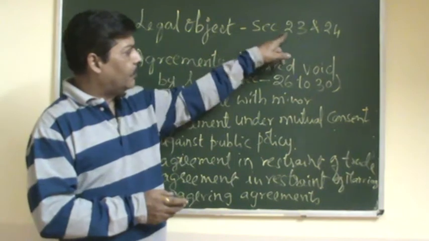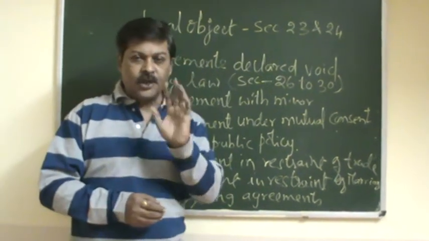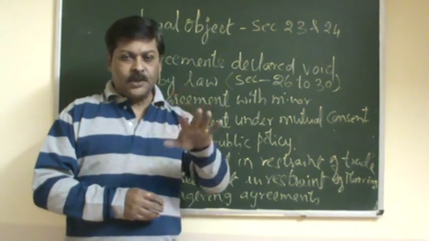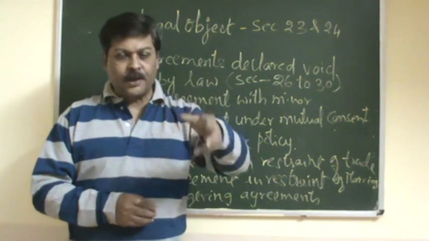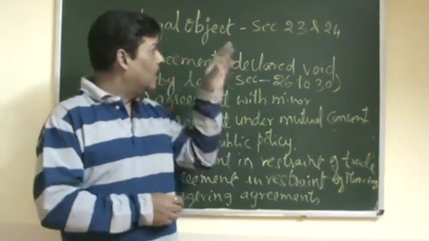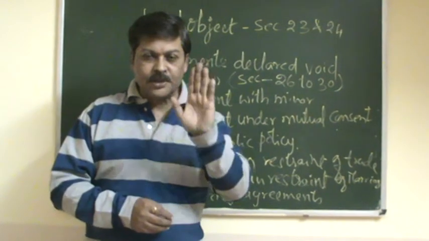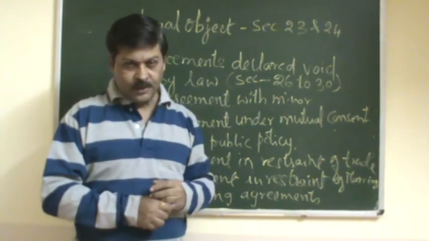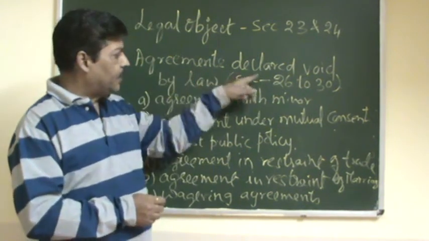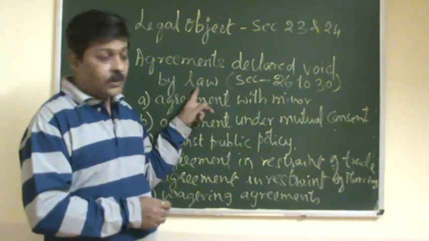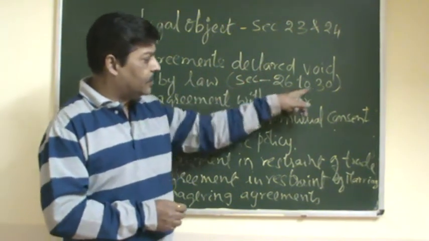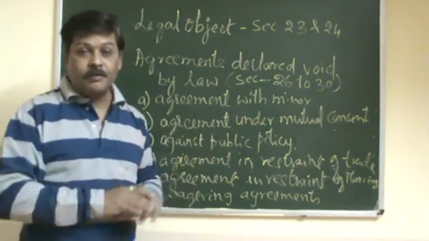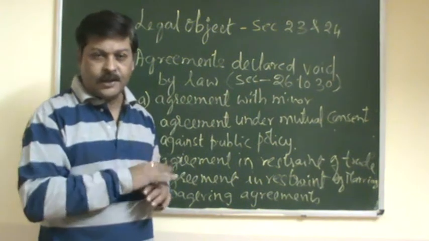Sections 23 and 24 mention that the object of the contract must be legal. The agreement which both the parties are entering into, the object or the subject matter, must be a lawful subject matter. So we call it legal objects. And then agreements declared void by the law. Sections 26 to 30 cover this. If they are expressly declared void by the law, you cannot take it as a subject matter.